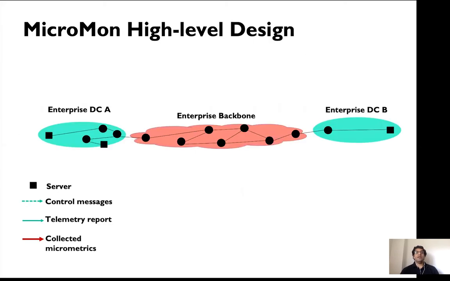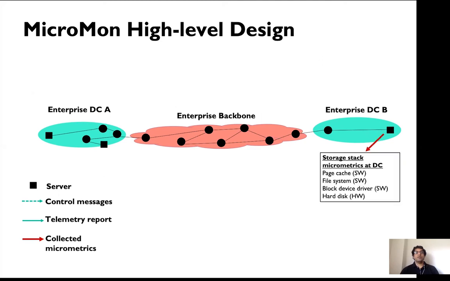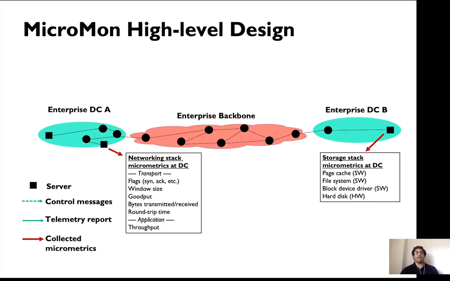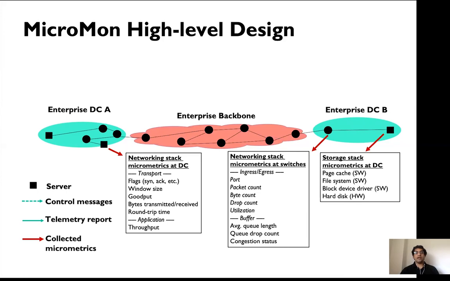So at a high level, given an enterprise setting where there are multiple data centers connected by an enterprise backbone, we collect storage level micrometrics. We also collect network level micrometrics, which are end host network micrometrics. And finally, we also collect micrometrics at the switch level.